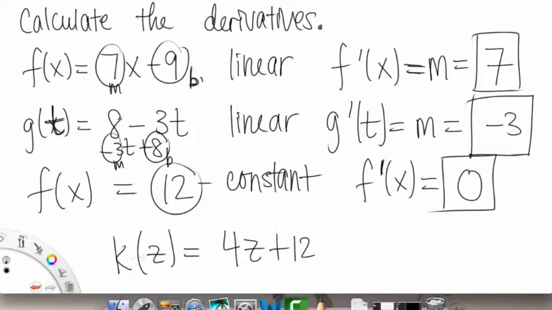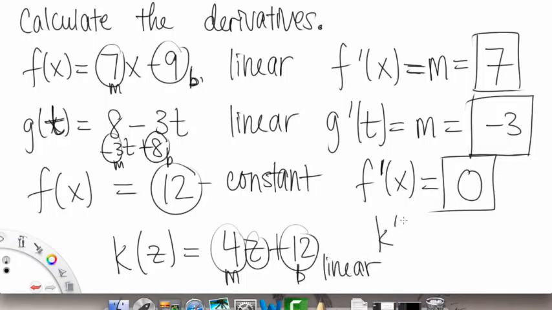We have k of z is equal to 4z plus 12. So this, again, is in the mx plus b form, not necessarily with an x there, but this is our variable. Our m is 4 and our b is 12, okay? So again, this is linear. I'll write that here. So k prime of z, our first derivative, is going to equal m, right? Because this is a linear function, and our m happens to be a 4. All right, so that's it for that problem.